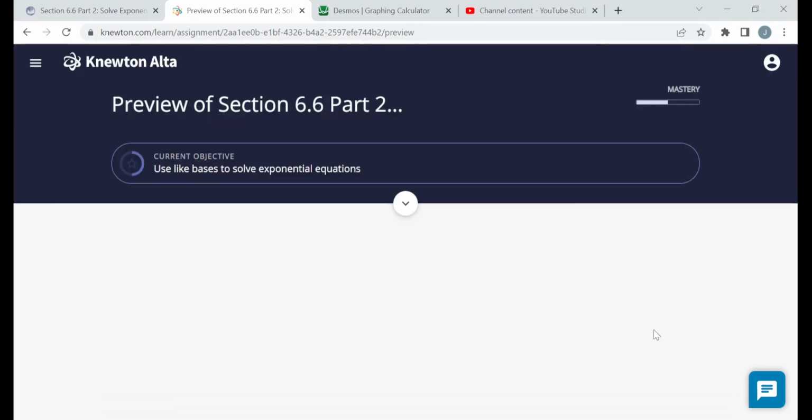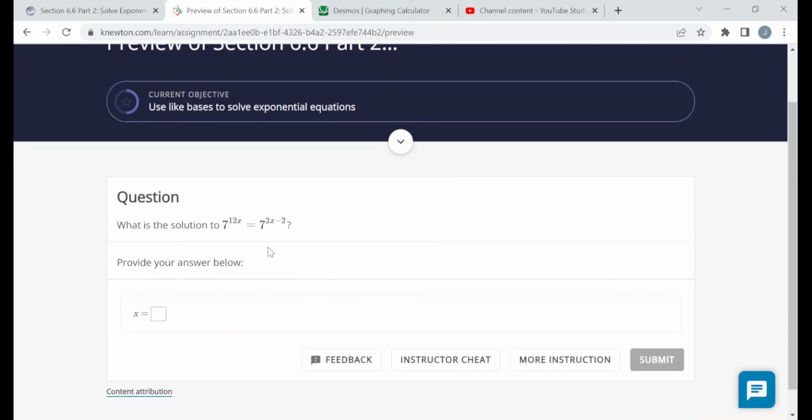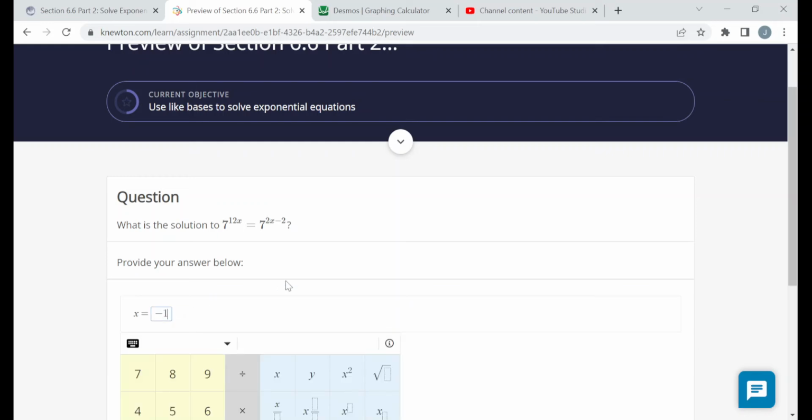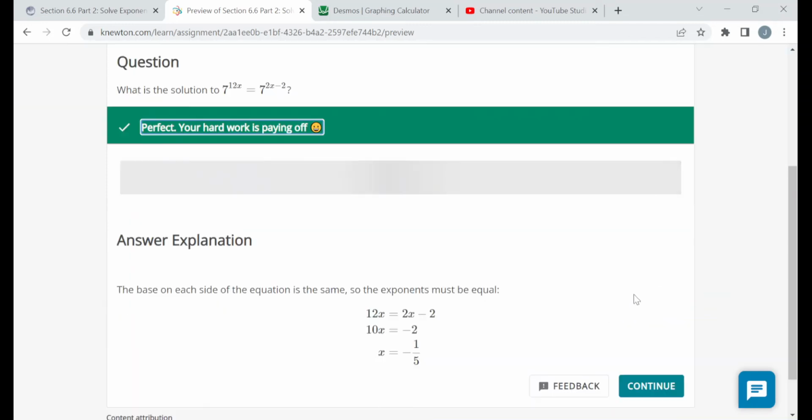Okay. So same objective. All right, so this one I'm just going to kind of speak out loud. I'm not going to write this. These are the easy ones where they both have a base of 7. Both of these sides are 7 to some power. So the powers must be the same. 12x must be equal to 2x minus 2. I'd subtract 2x to have 10x equals -2, and then divide by 10. X equals -2/10 or -1/5, right? When you reduce it, -1/5 or -0.2 if you want to write a decimal. Wonderful.